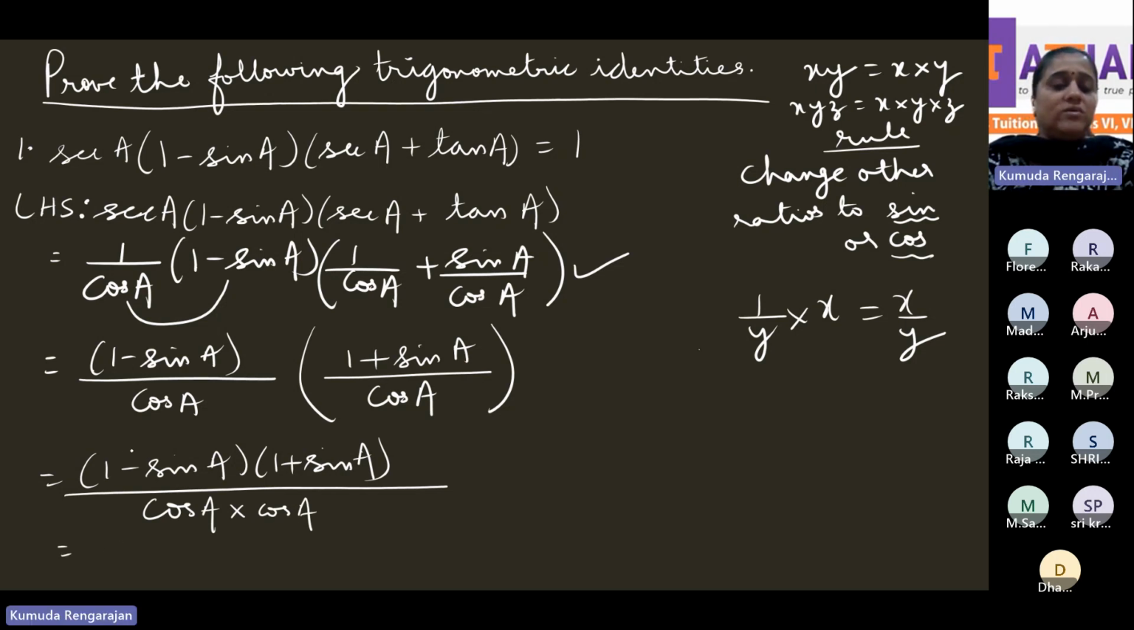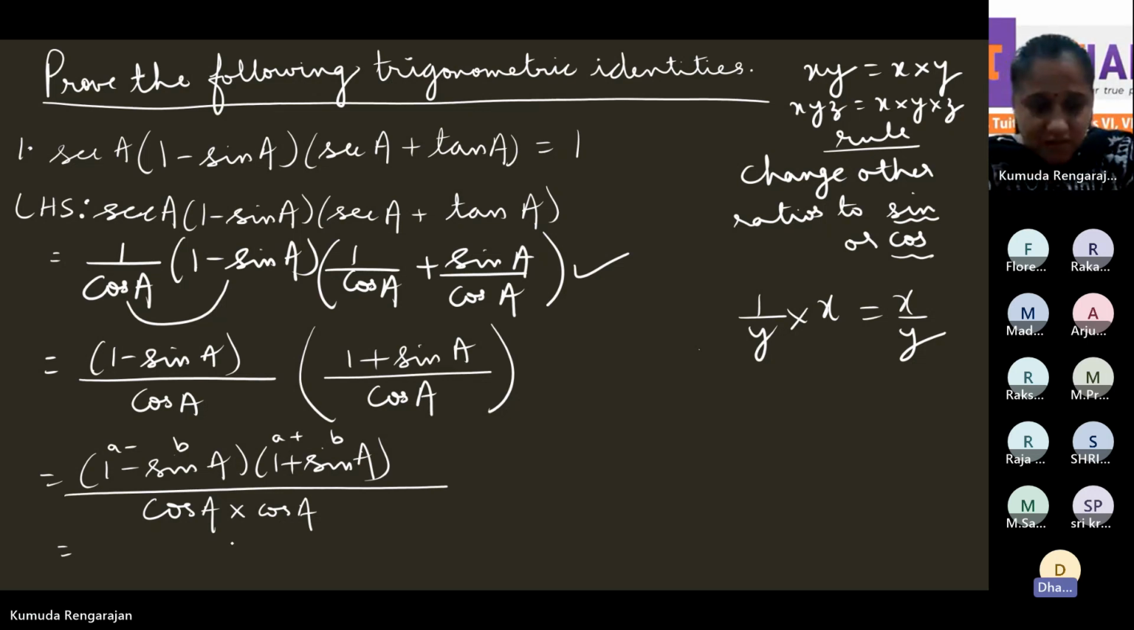So what is this? It is like A minus B into A plus B. 1 minus sin A into 1 plus sin A is like A minus B into A plus B. And what is A minus B into A plus B, children? A square minus B square. So what should I write in the numerator here?